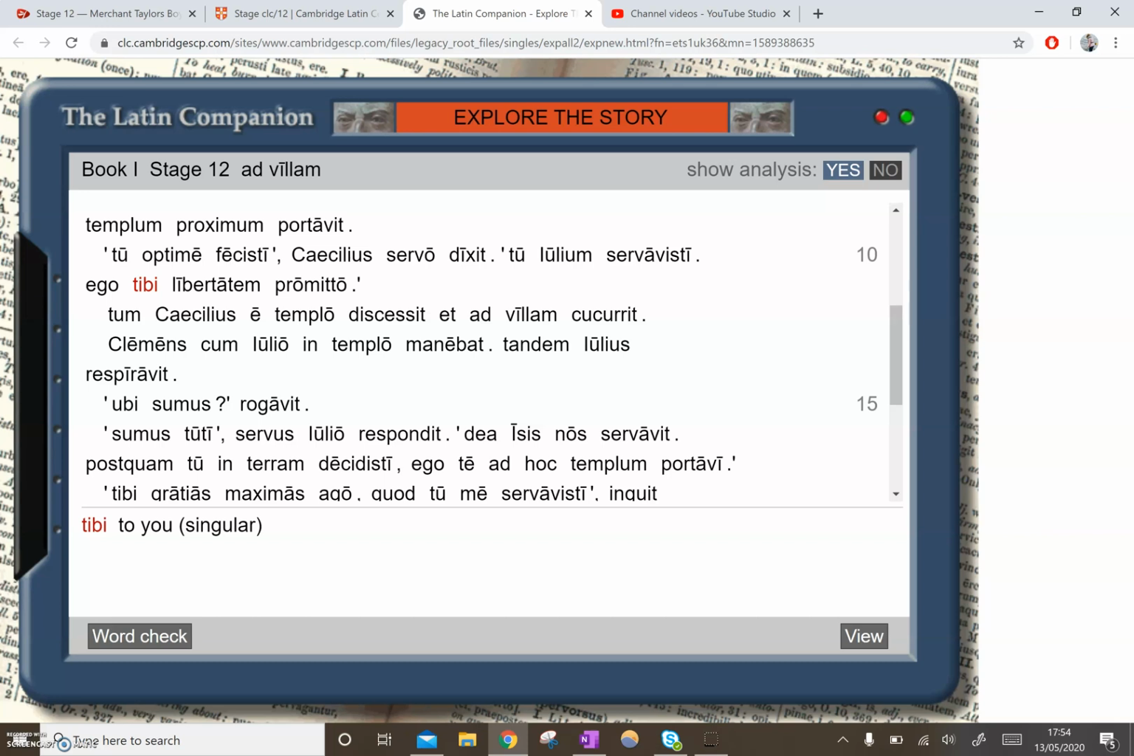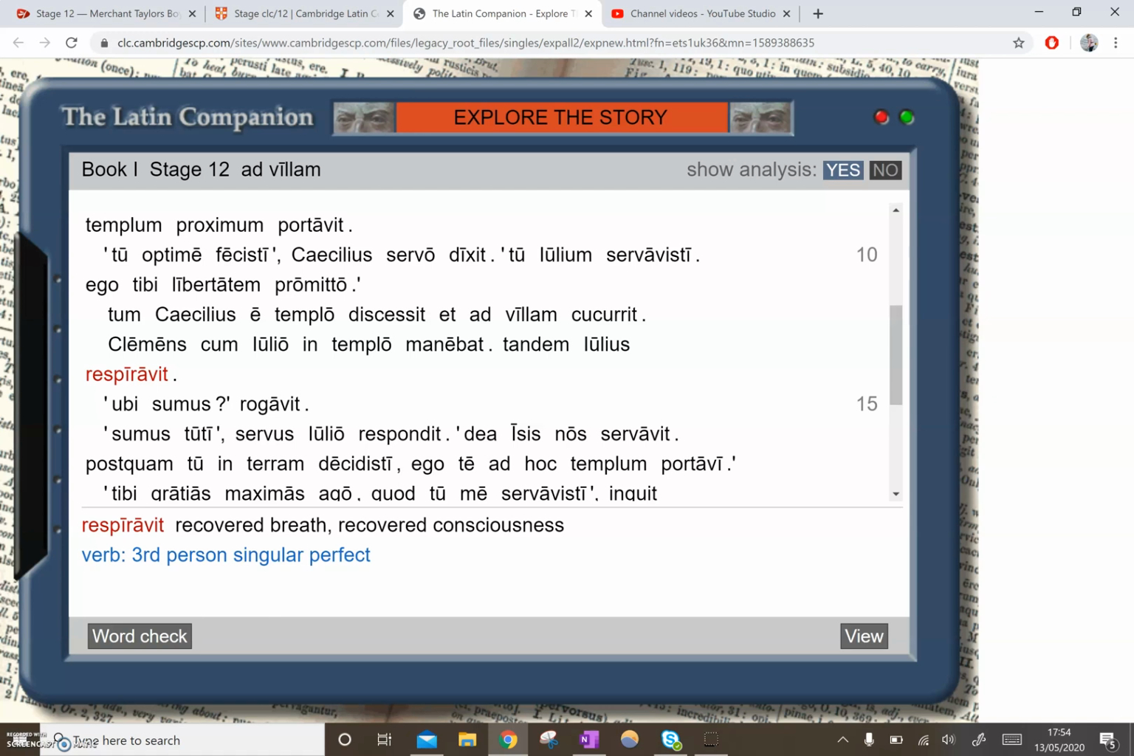So, in fact, I'll give you one more sentence. So, Clemens cum Julio in templo manebat. Clemens was staying in the temple with Julius. At last, Julius respiravit. He recovered breath or recovered consciousness. So if you think about your respiratory system, that is where you breathe from.